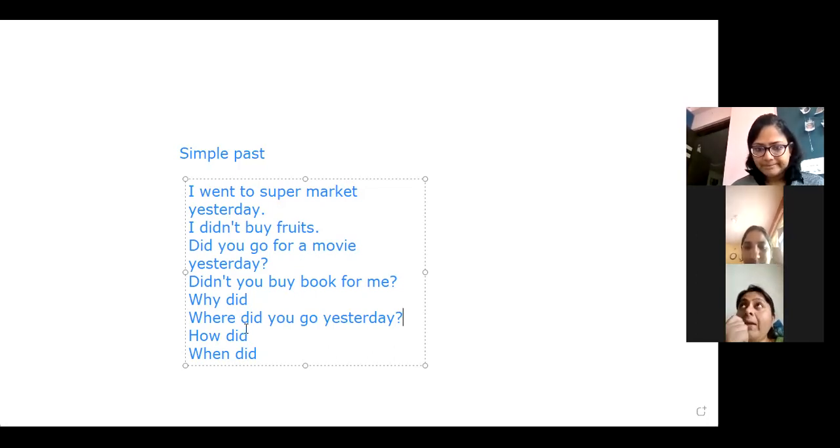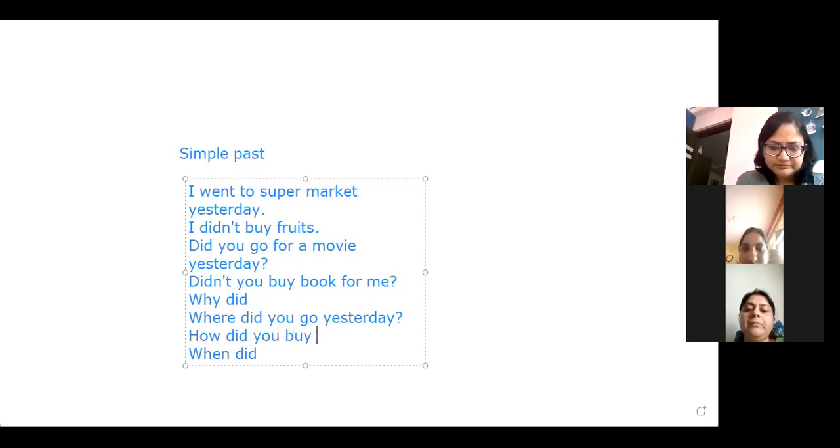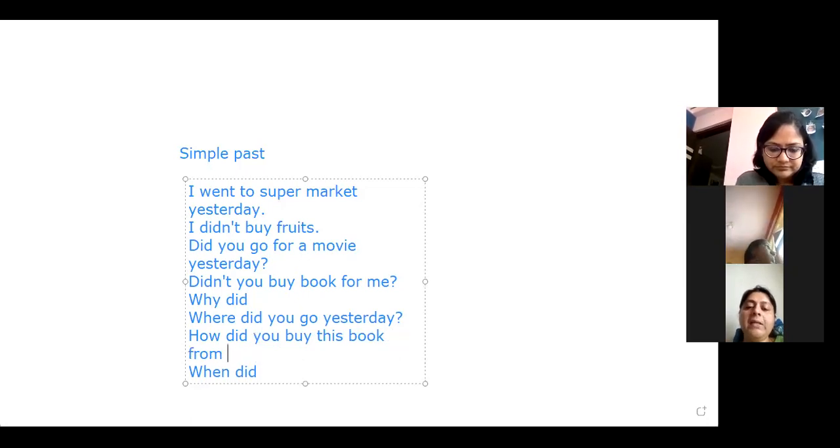How did you buy this book from the store? आपने ये बुक स्टोर से कैसे खरीदी?